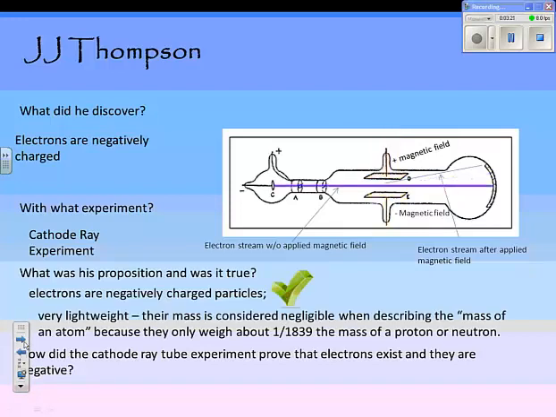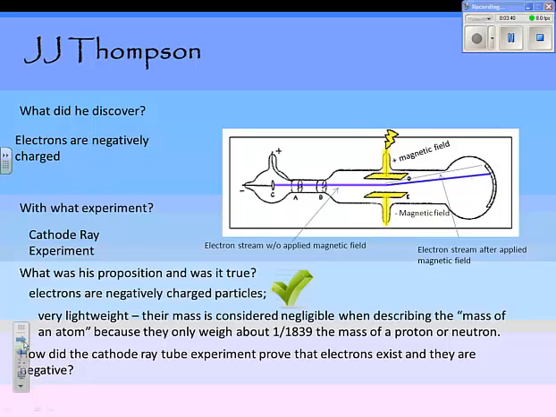They're lightweight. They still have a mass, even though it's almost negligible, so it's still considered matter because it has that mass. And it's that small mass compared to protons and neutrons. So we know that electrons are substantially smaller than the inside of the nucleus, the protons and neutrons.